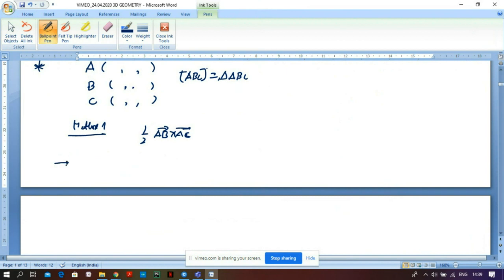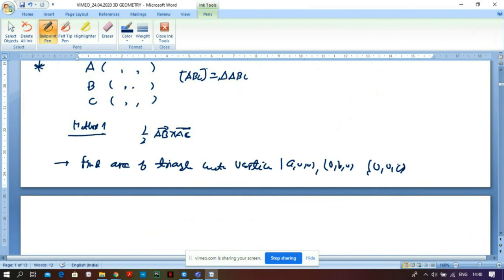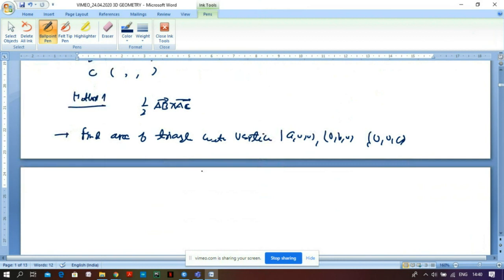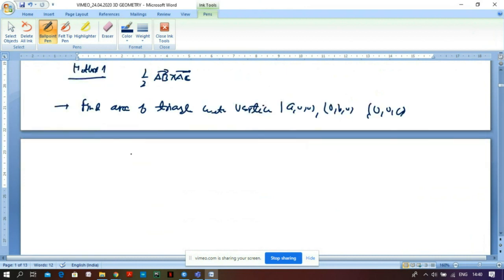So the problem says find area of triangle with vertices given to be A 0, 0, B 0, 0, and C 0, 0. One can also say that there is a plane that meets x, y, and z axes at x equal to A. So A 0, 0, then B and C. And then I can ask you to find the area of triangle ABC. It's the same question. So for that we need one result.